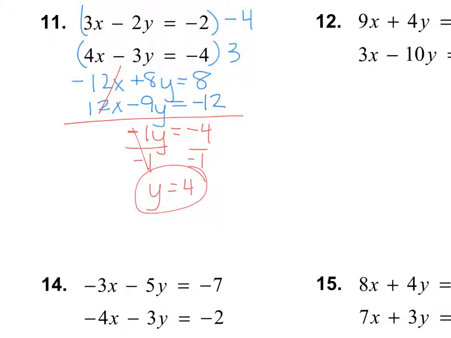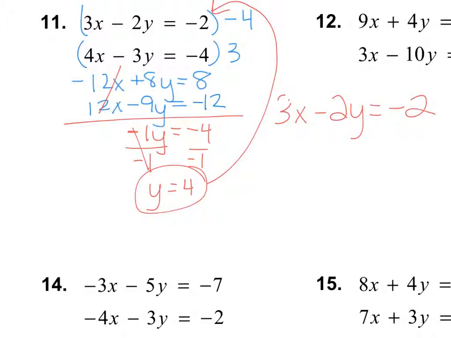Now I'm going to take that 4 and plug it into one of the two original equations. It doesn't matter which one we plug it into. I'm just going to go ahead and plug it into the first one. So I have 3x minus 2y equals negative 2, and we're putting the 4 in place of the y. So that's minus 2 times 4 equals negative 2. Well, negative 2 times 4 is a minus 8 equals negative 2.